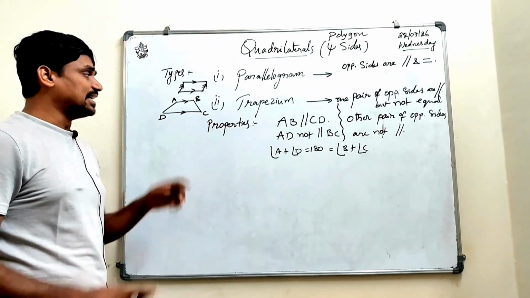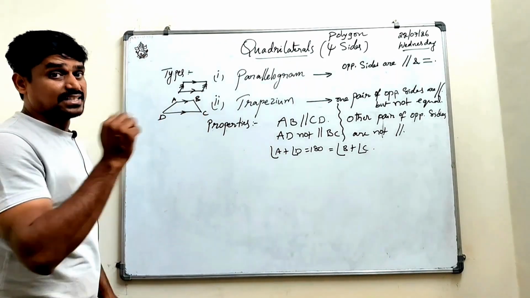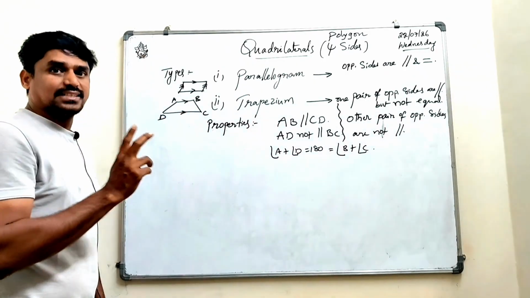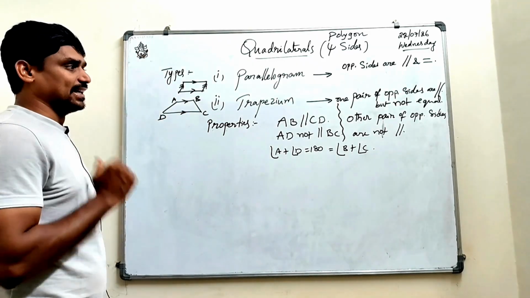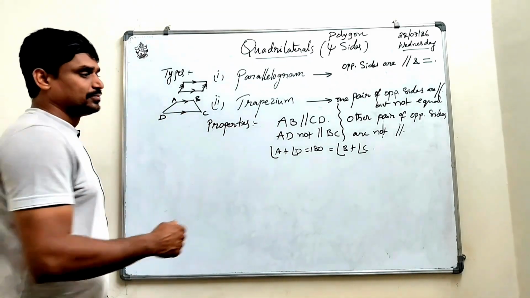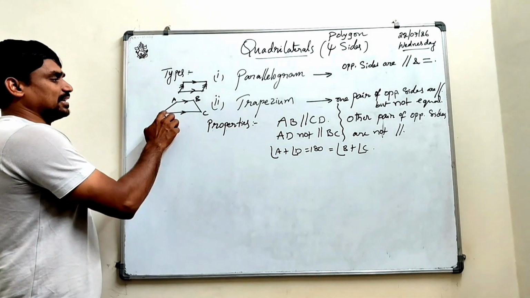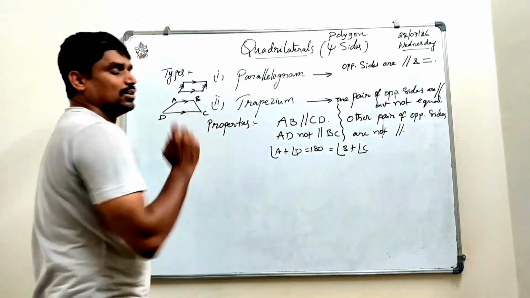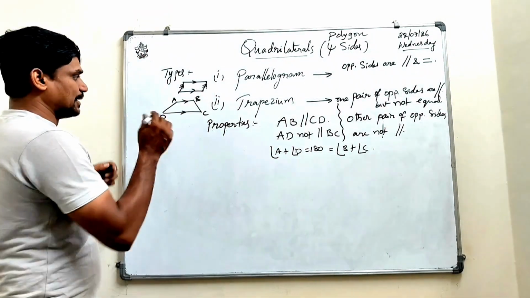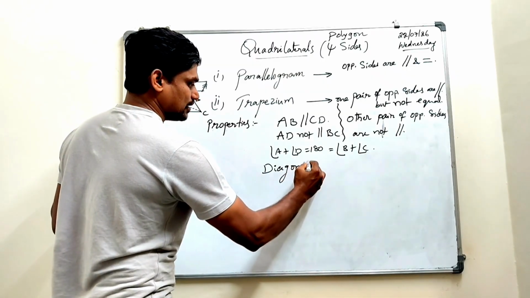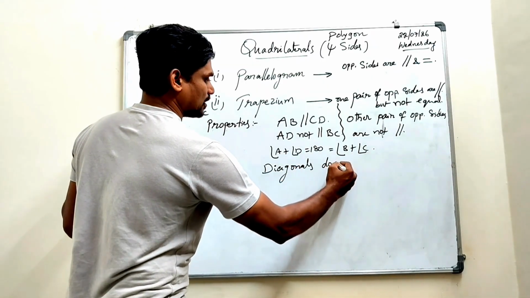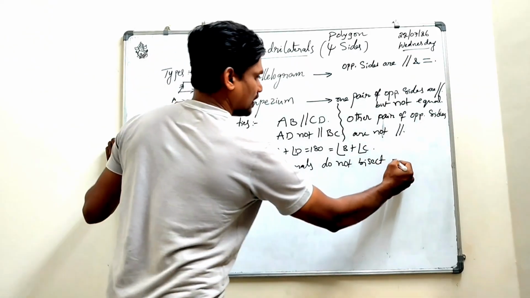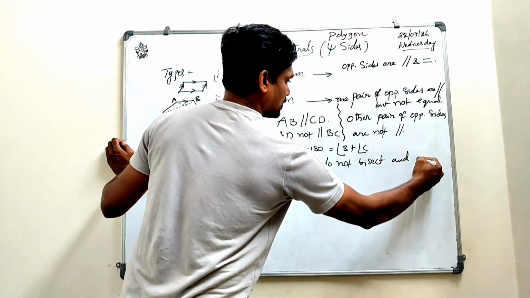If AB is parallel to CD, then BC acts as a transversal, and angle B and angle C act as co-interior angles or allied angles. They are supplementary, no? That's why 180. And also here, D and A act as co-interior angles, so their sum is also 180. What about diagonals then? Diagonals do not bisect and are also not equal.